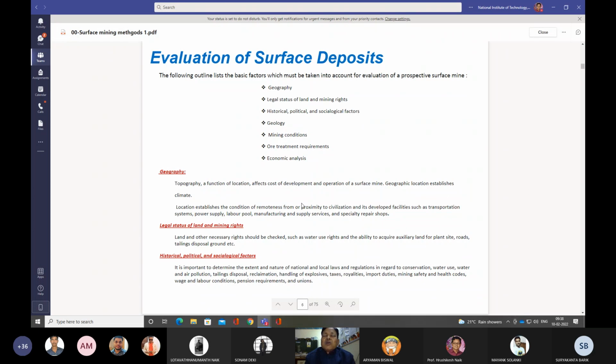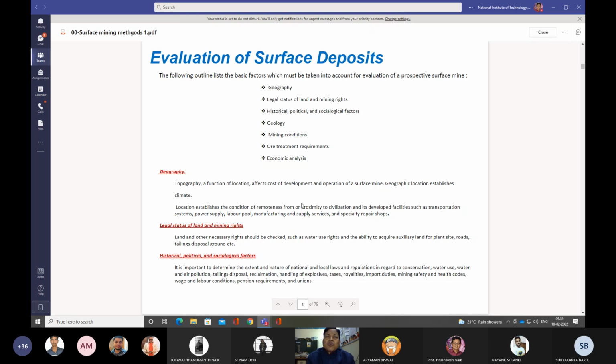Balco Vedanta tried to mine the bauxite deposit lying in the Gandhamardan hill, but because of the historical importance of the place, they could not go for mining. Because of the historical importance of the location, political people sometimes interfere and don't allow you to go for mining. The environmentalists will also not allow you, and sociological factors are also there. The society where people are living may not allow you to go for mining. So these aspects are to be taken care of while starting the mining activity. These are the factors to be taken into account for evaluation of a prospective surface mining project.